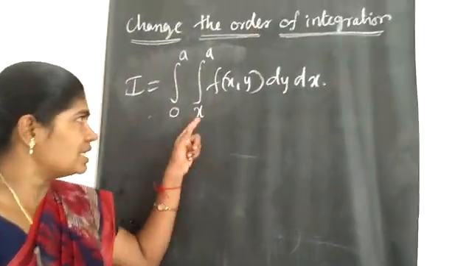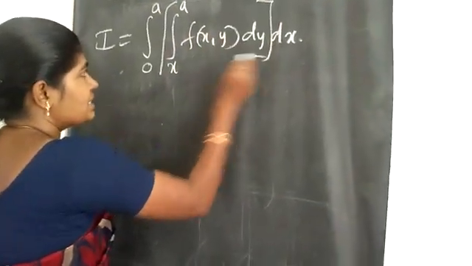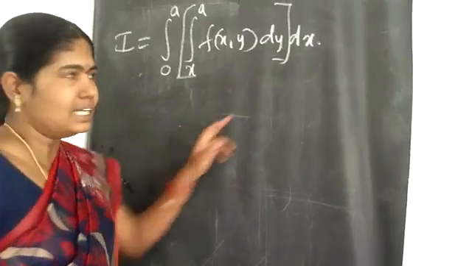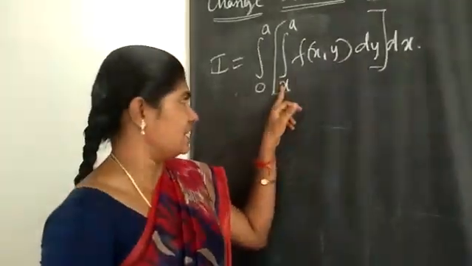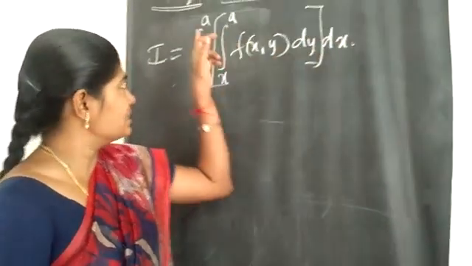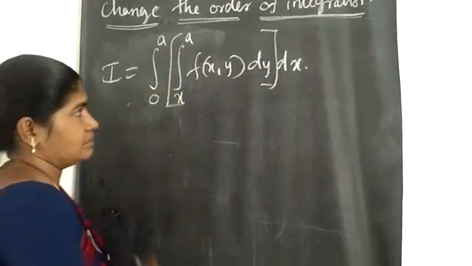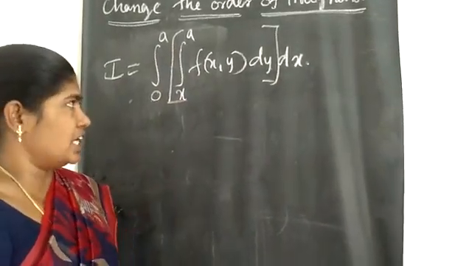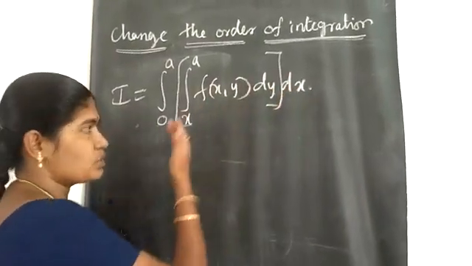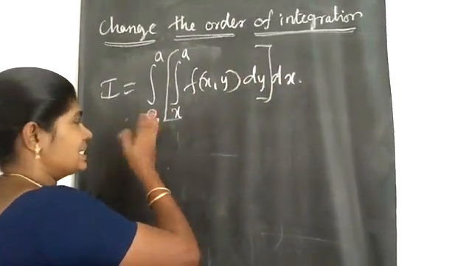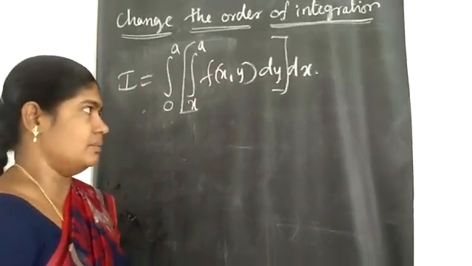In the given integral, the y limit is the inner limit. This limit is given in terms of a variable. Similarly, this limit is the x limit, and it is a constant limit. Now we are going to change the order of integration: the x limit as the y limit and the y limit as the x limit. The x limit becomes a variable limit, and the y limit becomes a constant limit.